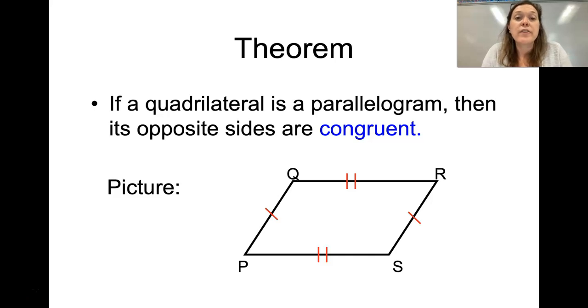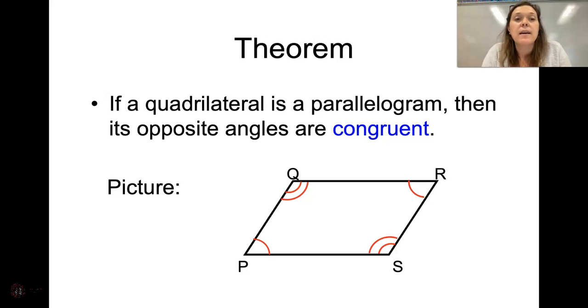Then we have a bunch of theorems that have to do with parallelograms. So our first theorem states if a quadrilateral is a parallelogram, then its opposite sides are going to be congruent. So you might want to recreate this picture in your notes. So the left and the right sides are congruent to each other. Remember, that's what those tick marks mean. And the top and the bottom would be congruent to each other.